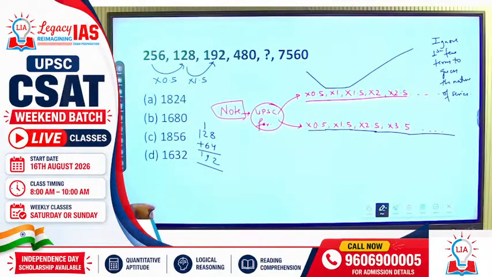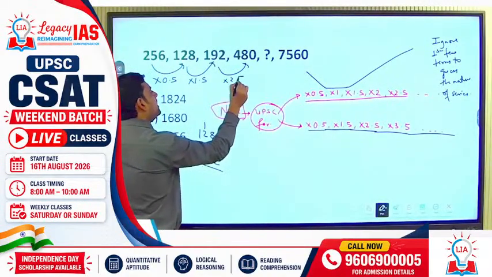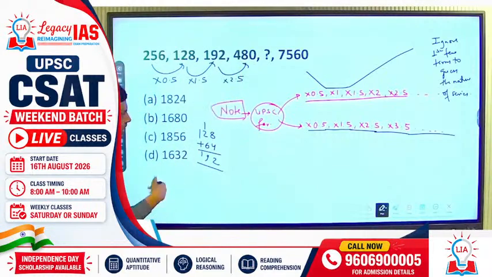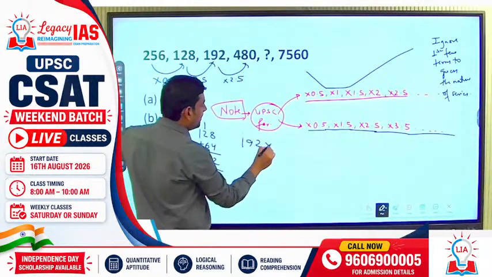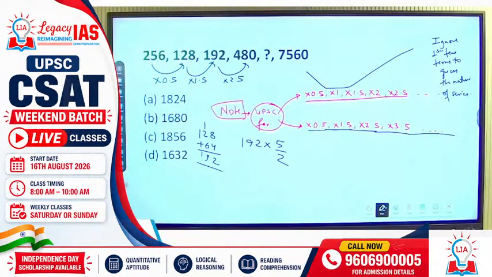192. Correct? Now, next is what? Next is, you need not even check. If you want to check, you can check 192 into 2.5 is 480. Let's check it. 192 times 2.5, which is 5 by 2. Correct? 2.5 is 5 by 2.